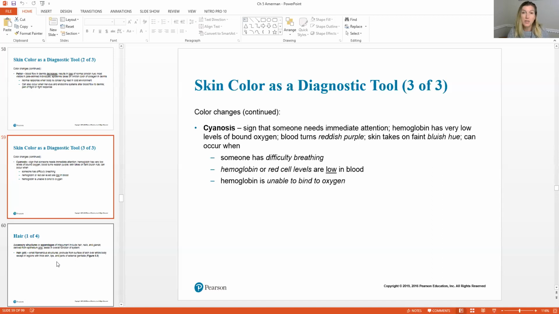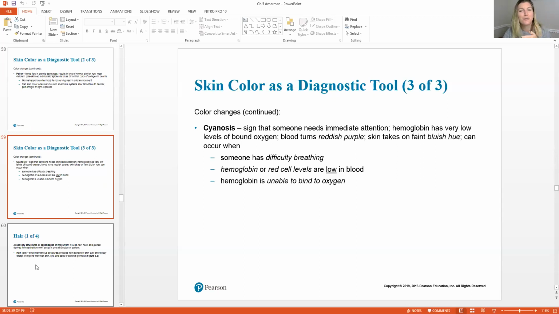Cyanosis occurs sometimes when you're cold. I think about little kids. I'm thinking about my own children when they hop in the pool in June when the water's still freezing cold. They have blue lips and blue fingers. That's cyanosis to the area. Your body's kind of turning off the blood flow to that particular area.